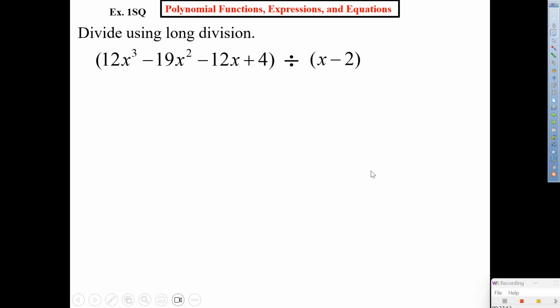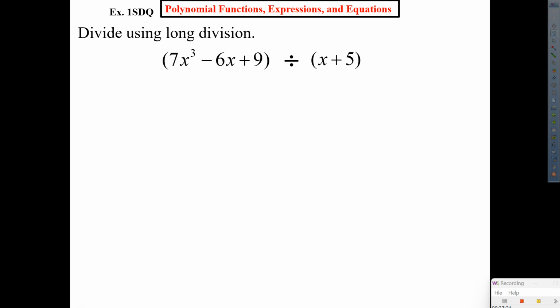All right? Copy this. Example 1, super duper cube: 7x cubed minus 6x plus 9, divided by x plus 5. Wait for me on this one, because this one is a little bit different. Just a tiny bit. Not too much.